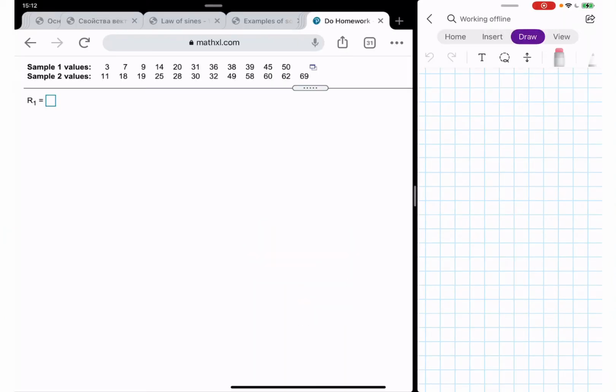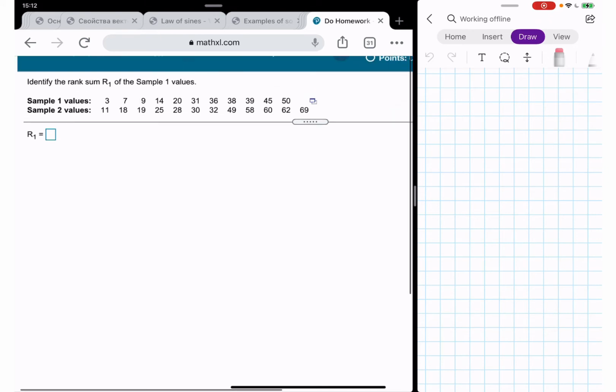Okay, question number 1. We need to identify the rank sum R1 of the sample 1 values. Why R1? Because sample 1 is the smallest sample size. You can use Excel, that would be the best, but in my case, I have no choice. My Excel doesn't pick up, so I'm going to write it down by hand.